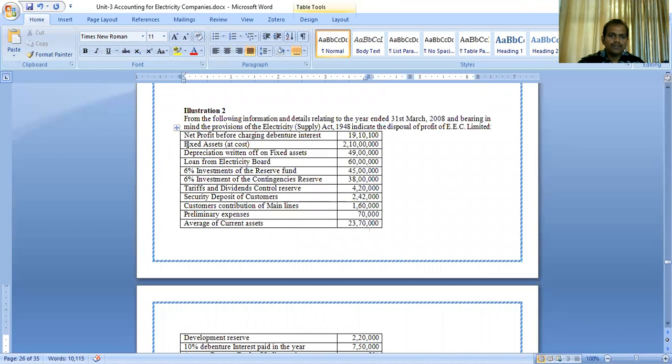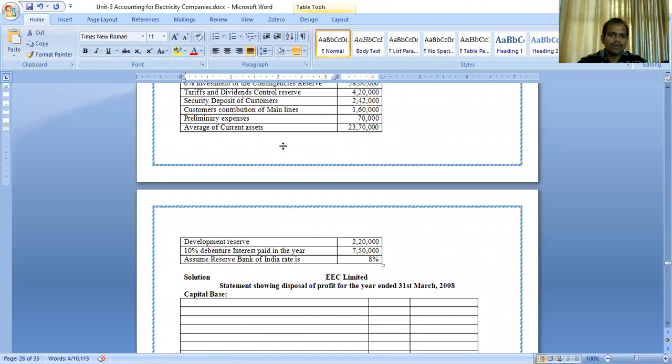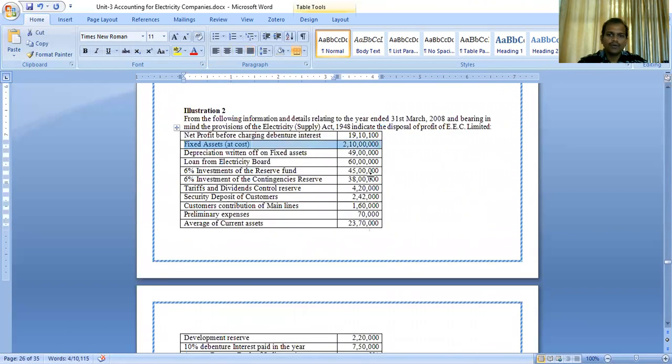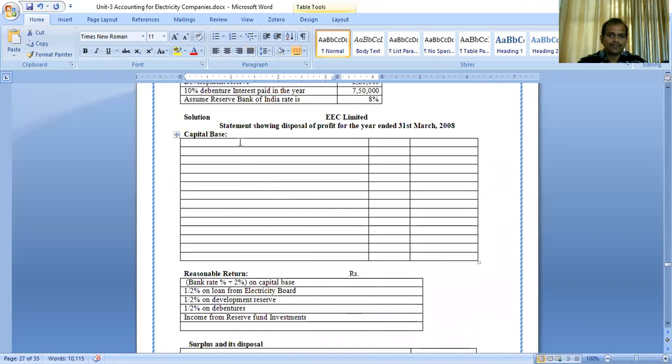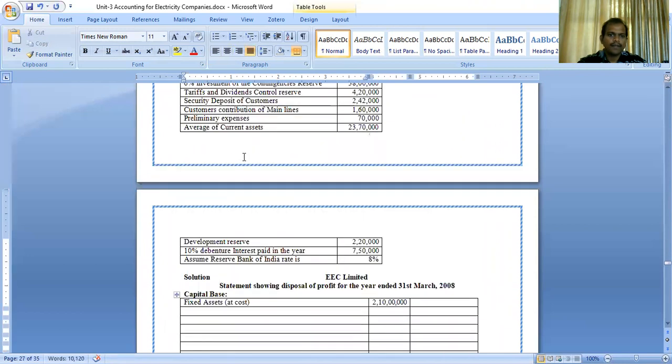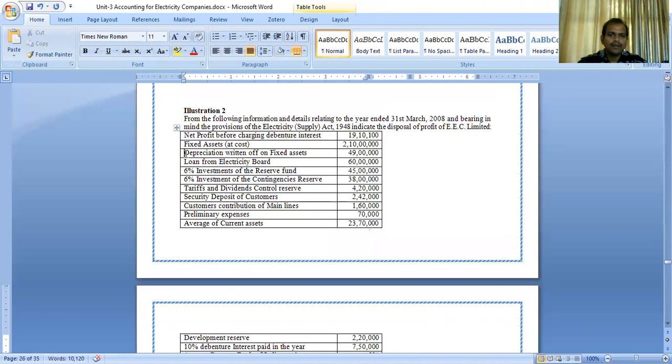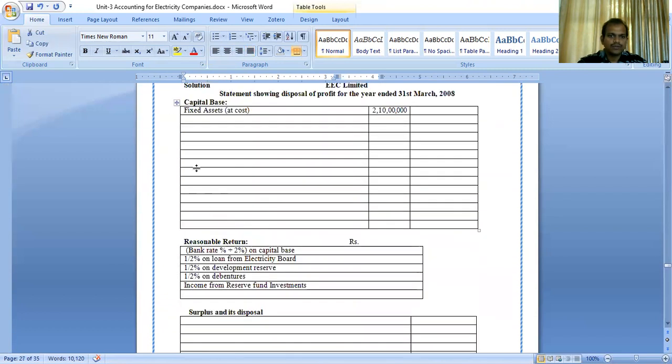So first of all, fixed assets, 2 crore 10 lakhs. Another one, depreciation written off, 49 lakhs. So I'm just taking the gap.